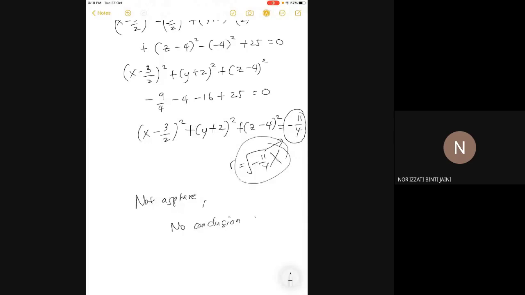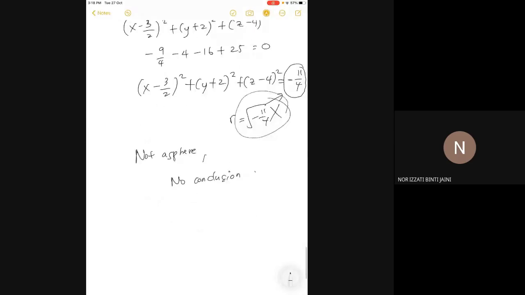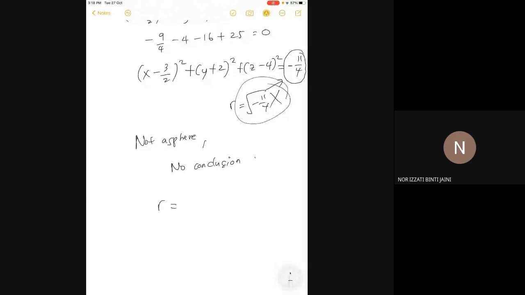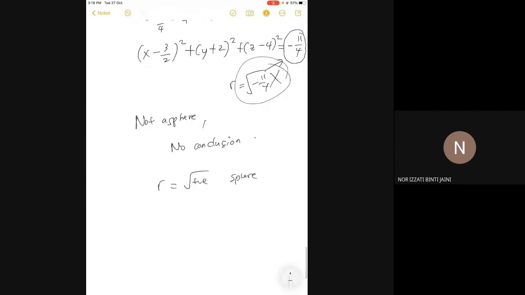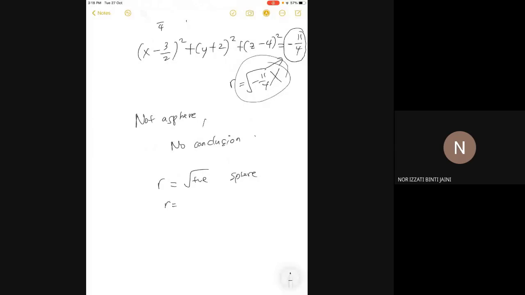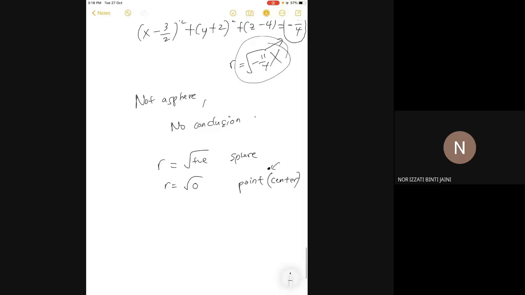For a point, there are 3 cases. Either your r is positive, then you have a sphere. If your r is 0, then you have a point, because you only have a center, but your radius is 0. Radius 0 means only this center exists. And then if r is negative, then no conclusion.